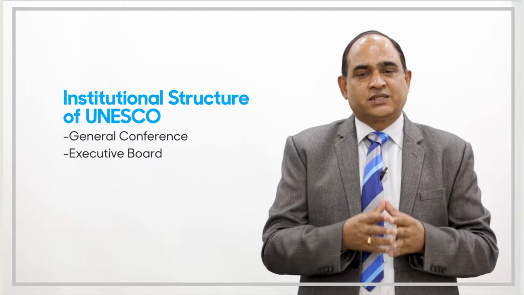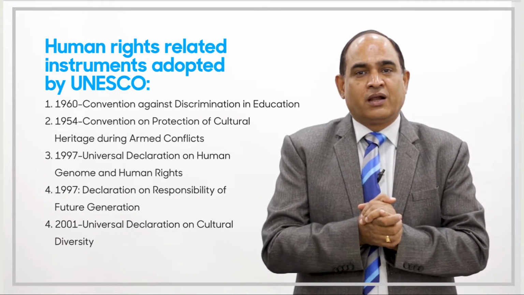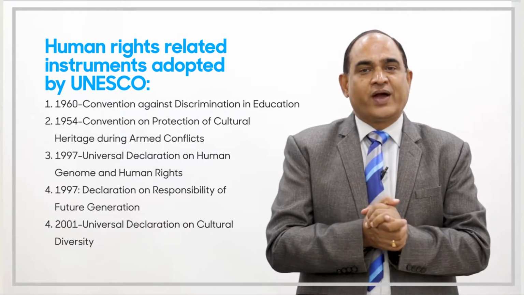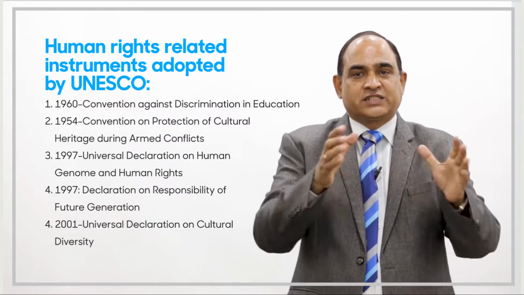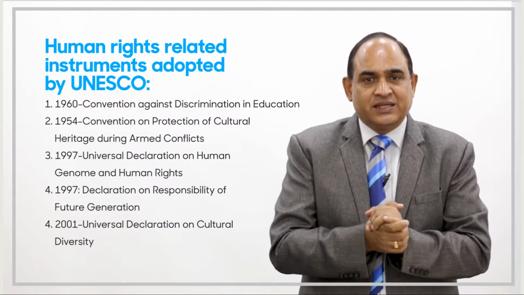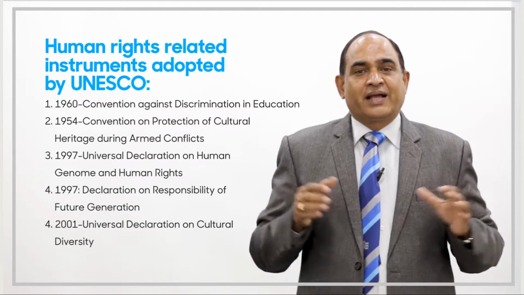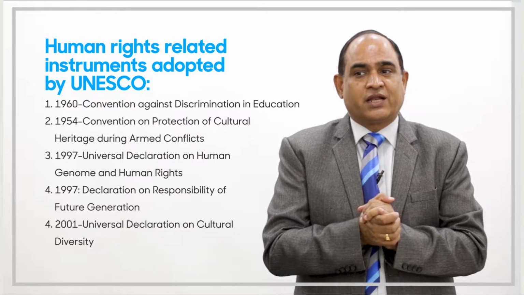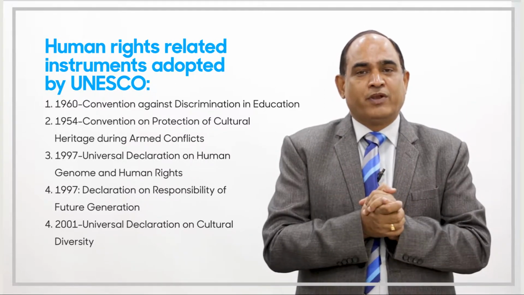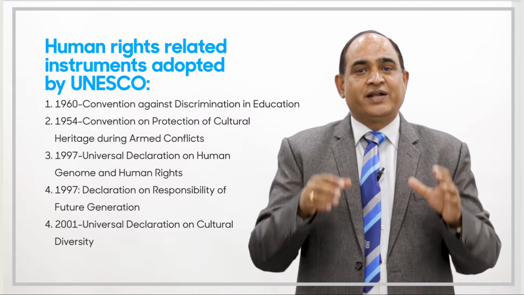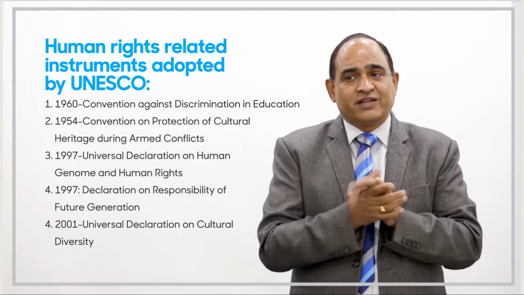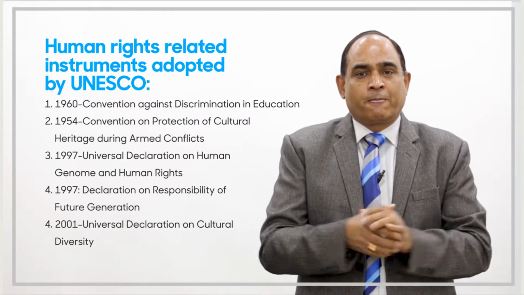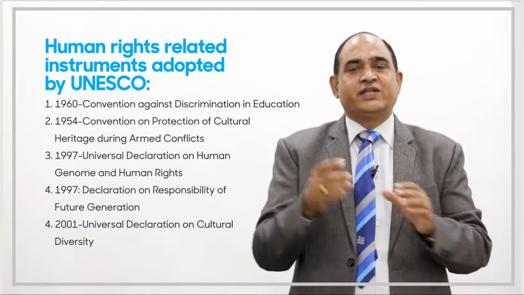Now, let us look at what kind of human rights related instruments have been adopted by UNESCO. In fact, there are 5 of them. First, in 1960, UNESCO adopted a convention against discrimination in education, which was later supplemented by a protocol of 1962, and it was further revised by the protocol adopted in the year 1978.